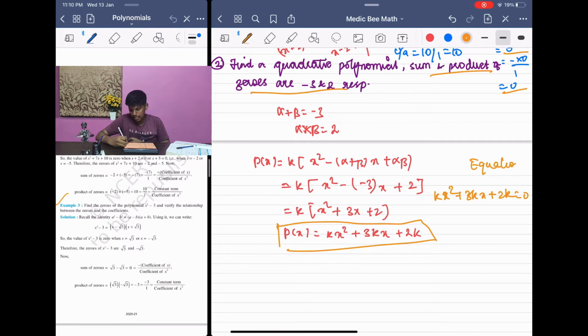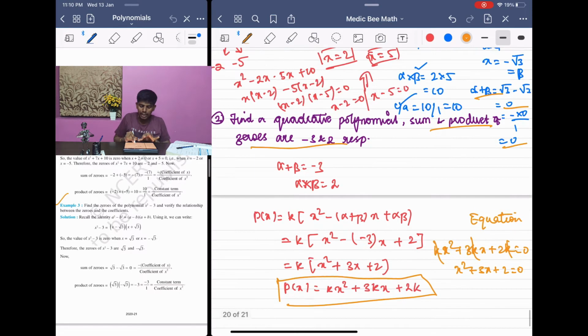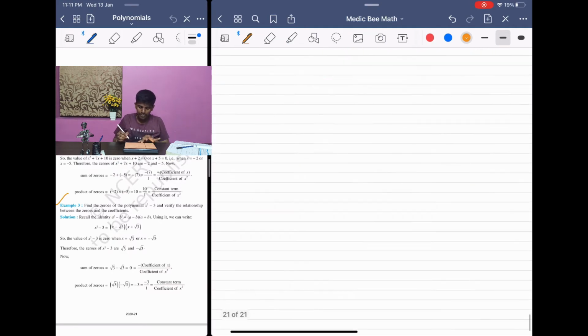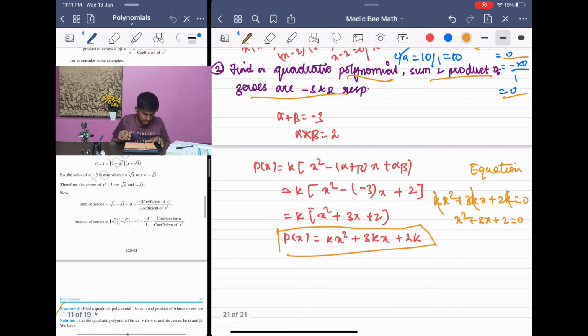Mathematical naming, buddy. You can take k common and say x squared plus 3x plus 2 equal to 0. But if they are asking you to find a quadratic polynomial, you should give the answer with this variable, sorry, constant.